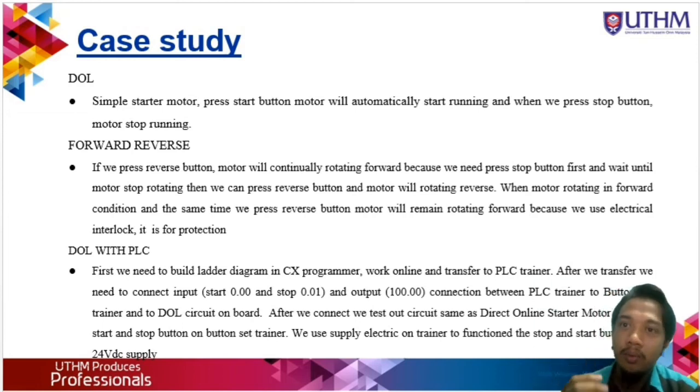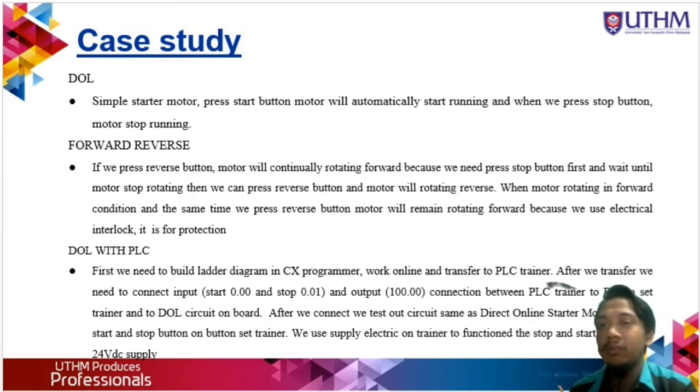First of all, we need to build our ladder diagram in CX-Programmer. The address for the start button is 0.00 and the stop button is 0.01. The output for the motor running is 100.00.